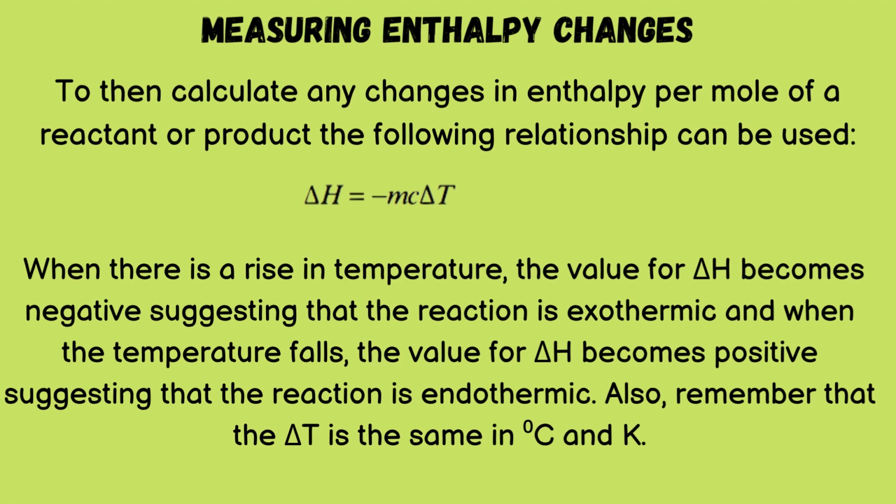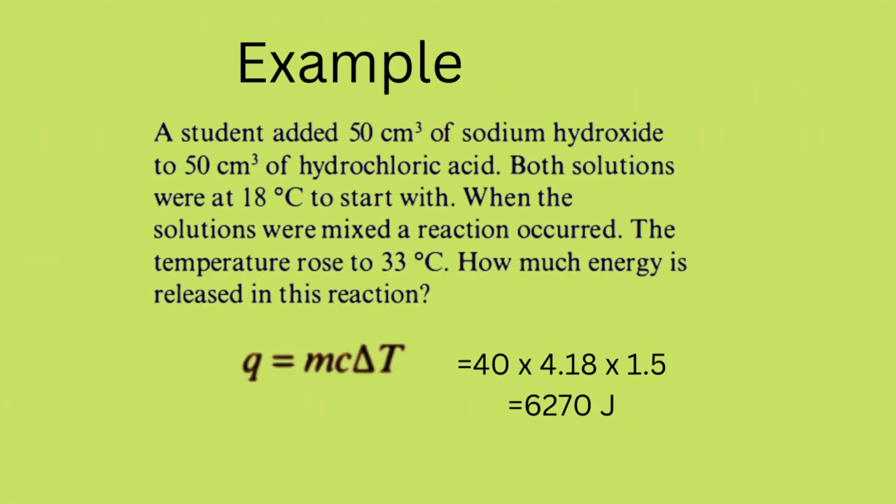To then calculate any changes in enthalpy per mole of a reactant or product, the following relationship can be used. Delta H equals minus mc delta T. When there is a rise in temperature, the value for delta H becomes negative, suggesting that the reaction is exothermic, and when the temperature falls, the value of delta H becomes positive, suggesting that the reaction is endothermic. Also remember that delta T is the same in degrees Celsius and in Kelvin.